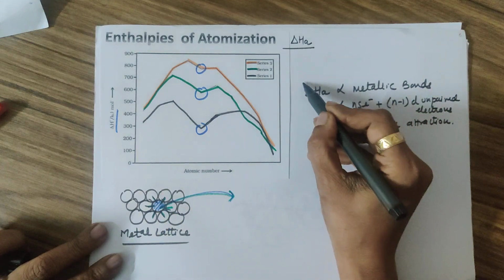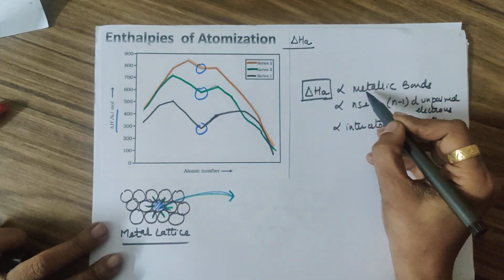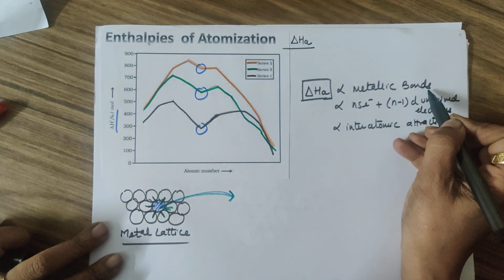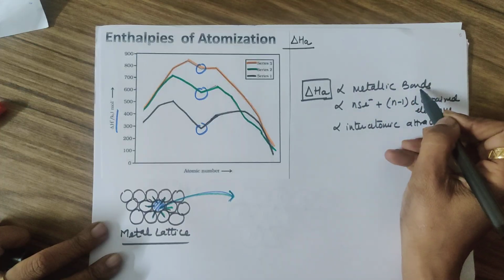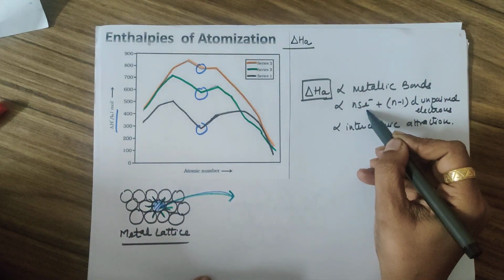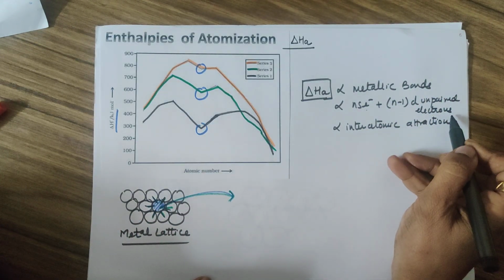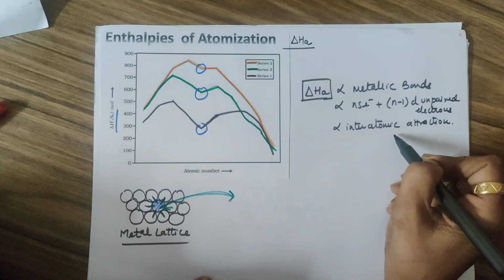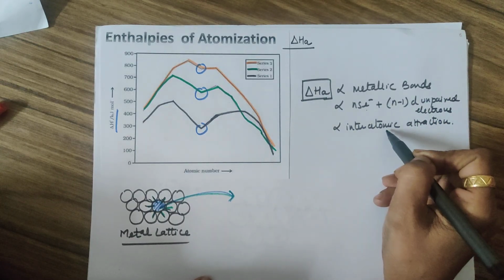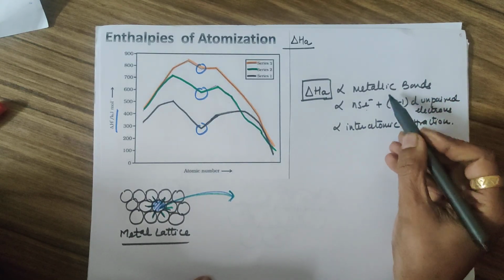So your enthalpy of atomization directly depends on the number of metallic bonds formed. The metallic bonds depend on the outermost s electrons and the n-1 d unpaired electrons. Also the interatomic attractions, that is the intermetallic attraction or the metallic bonds.